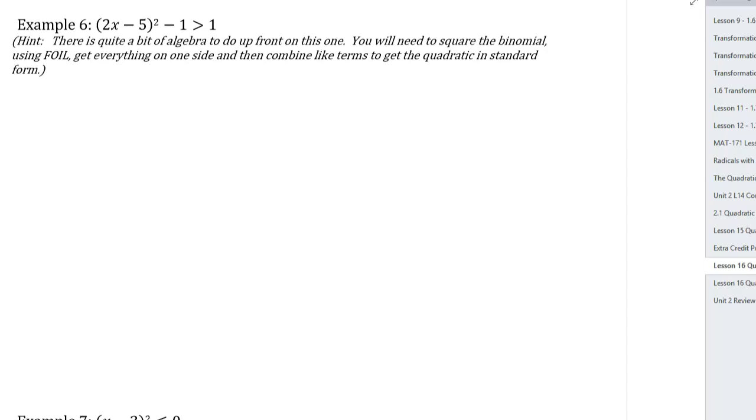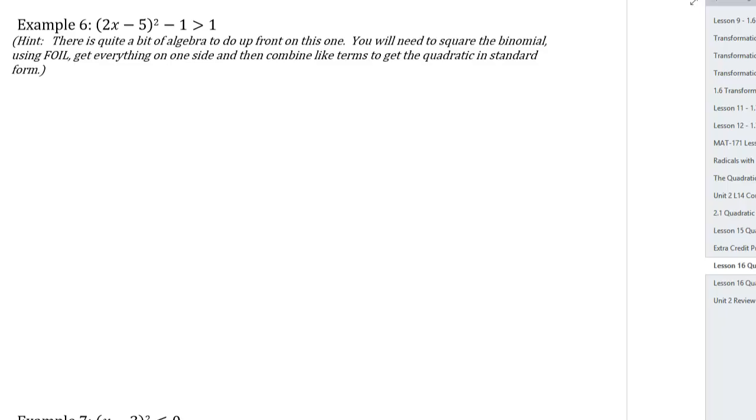Example 6 is probably one of the most difficult quadratic inequalities that you'll come across in Math 171. First of all, there's quite a bit of algebra to do up front. You'll need to square the binomial using FOIL or the box method. Get everything on one side so that one side of the inequality is 0. And then combine like terms to get this quadratic in standard form. This quadratic also ends up being unfactorable, which means the solution is irrational. It is real, but it's irrational. So we'll cover a lot of things in this example.